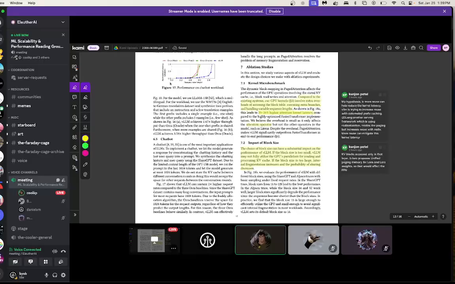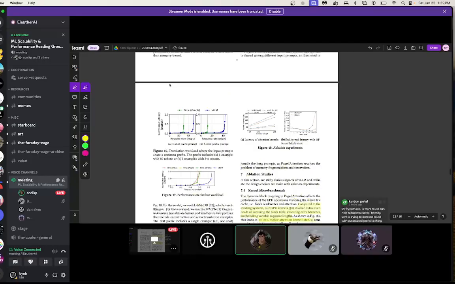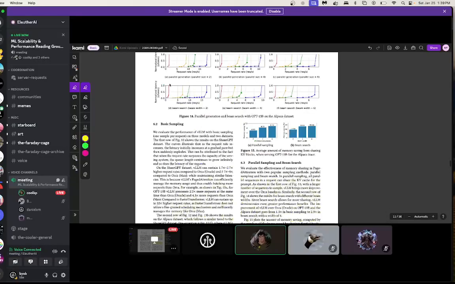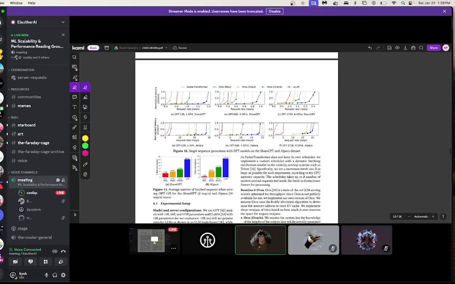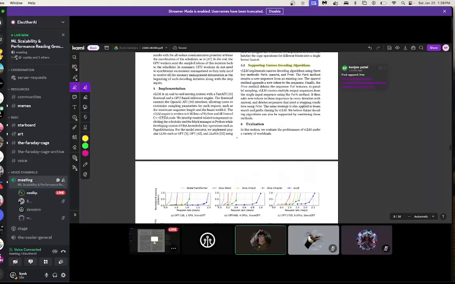Okay. Yeah, vLLM is pretty good. I encourage everyone to look at the code. The code is a bit messy. Yeah, there's a lot of indirection in it. I'll put some links here.